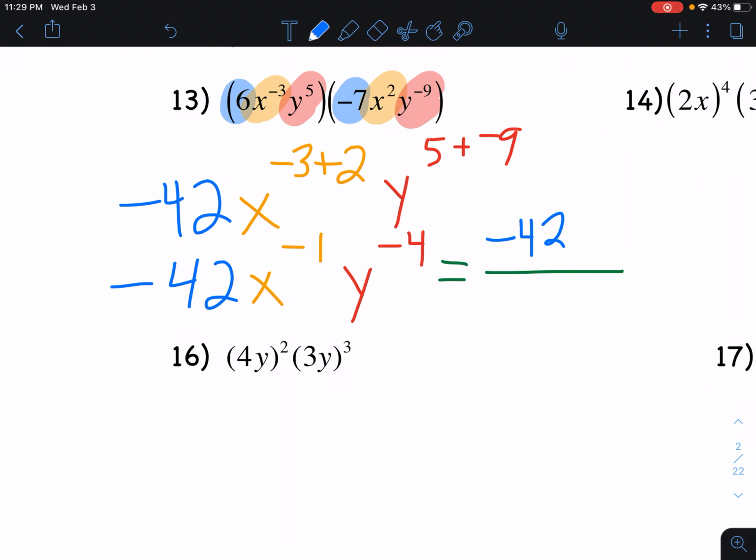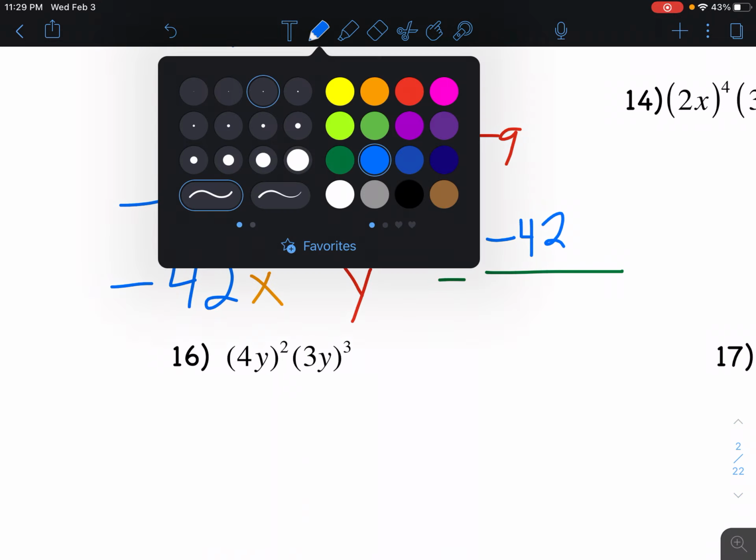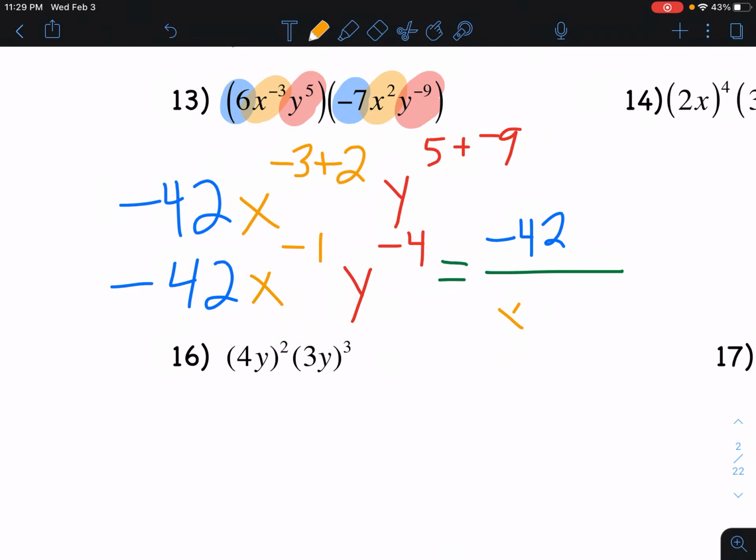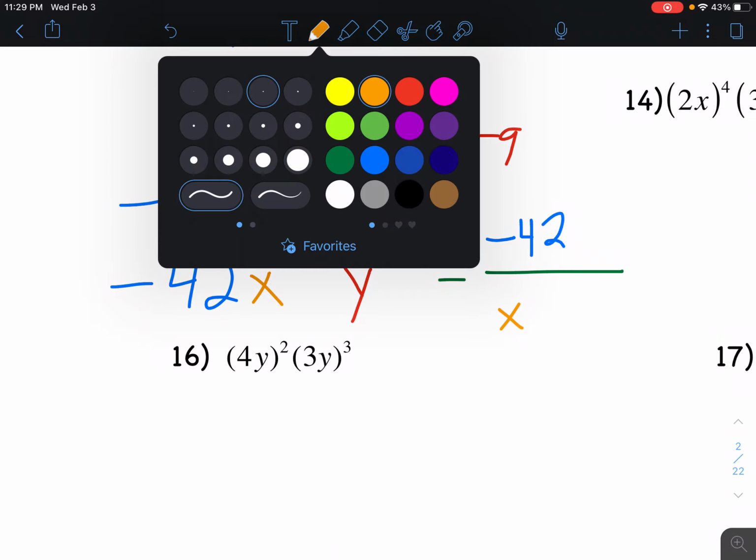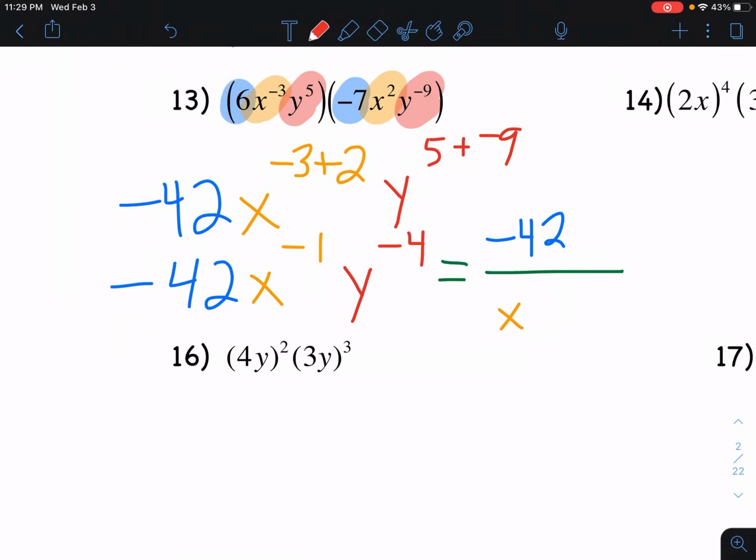The x has a negative, so the x will move to the bottom. So x to the power of 1 at the bottom. Just put x. You don't need the 1. And then y also has a negative exponent. Move that to the bottom, and that would be y to the 4th. So remember, when you change the placement of something, you must switch the negative to a positive.